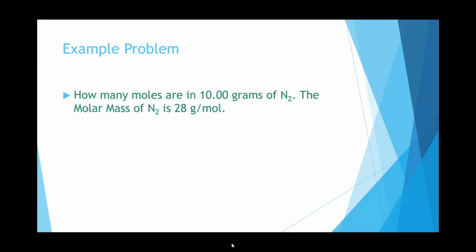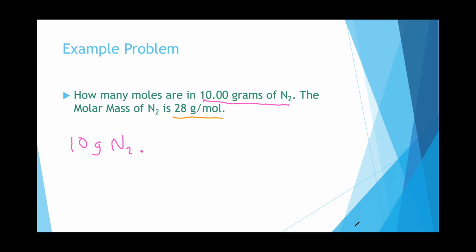Okay, I see a bunch of correct answers. So this calculation, you start off with what you have. The only thing you have is 10 grams. The molar mass, we also have that as information, but it's only a conversion factor. So we always start with how much of the sample we have, 10 grams. Now we want to use the molar mass since the molar mass is our special conversion factor.